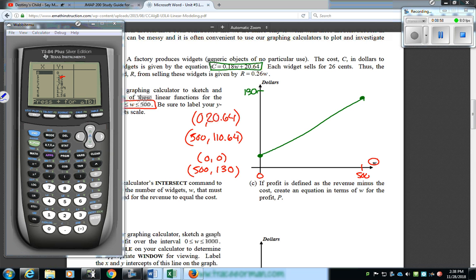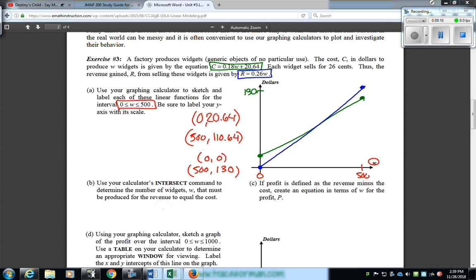Now the other one I'm going to put in blue. So I have 0, 0, which is the corner. And then it says 500 and 130. So 500 and 130 would be about there. And what's going to happen is these are going to cross at some point. Now they want us to use the intersect command for part B, and we can do that.